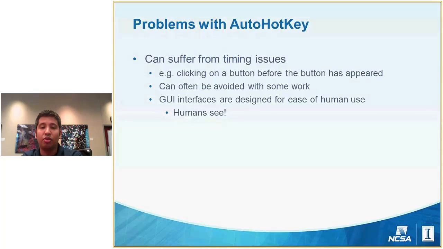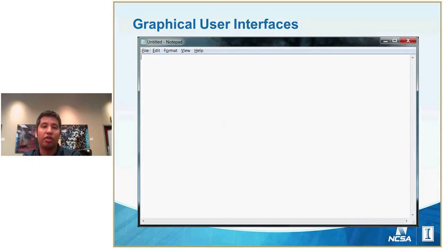The main problem here is that GUI interfaces are designed for human beings, and human beings have eyes to see with, and they don't click on things until they see them. But the script doesn't do that. It just has a bunch of stored commands, messages, and just spits them out unless you tell it to carefully wait for things, if you can.